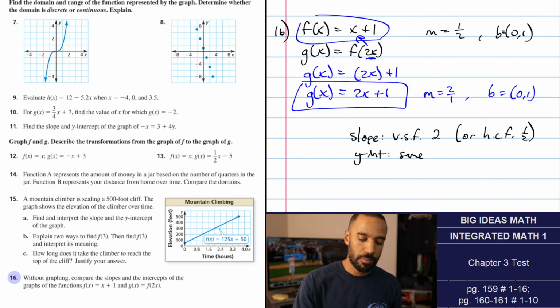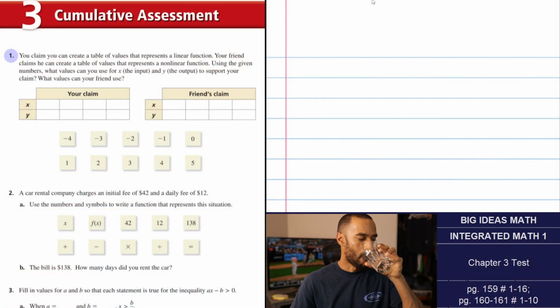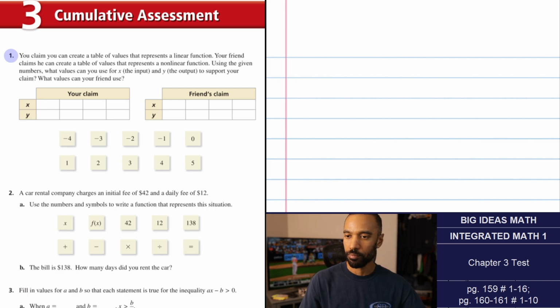So guys, that's going to be the chapter test portion. We're going to move on now to the cumulative assessment, which has 10 questions on it from whatever it's going to be from chapters 1, 2, and 3. I haven't seen them yet, and so I'm going to be as caught by surprise as you are. Let's take a drink, and let's go for it. Okay.